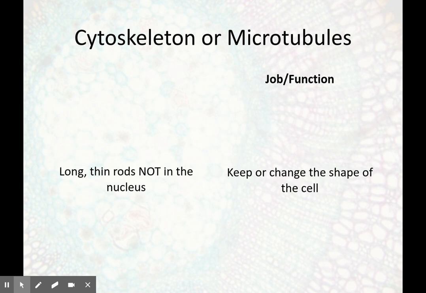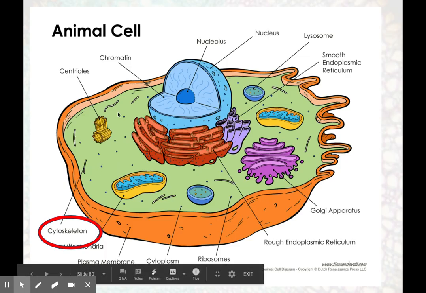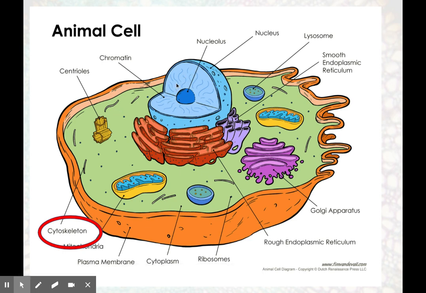The cytoskeleton or microtubules. These are long, thin rods that are not in the nucleus. That's how you recognize them. And their job is to either keep or change the shape of the cell. So here we've got these tiny little rods that are outside the nucleus. Inside the nucleus, we'll have these long strings, and these are your DNA. Outside are these microtubules or cytoskeleton. And the cells will use these to either keep their shape or rearrange them to change their shape. Imagine if you were able to rearrange the bones in your body to take on a new shape. It'd be fun. Good at parties.